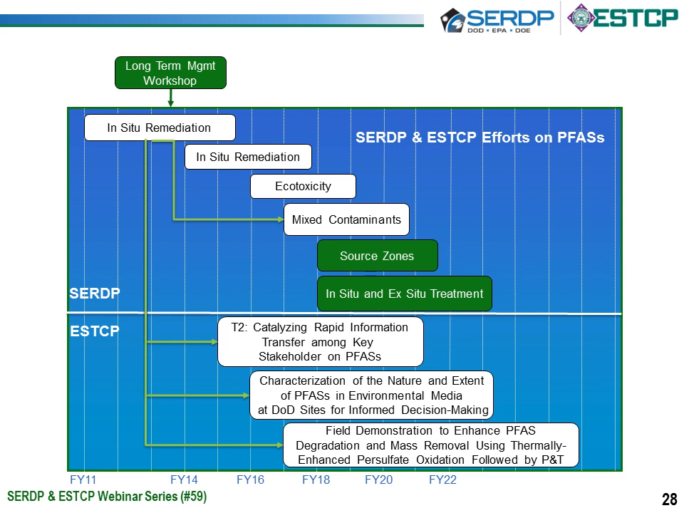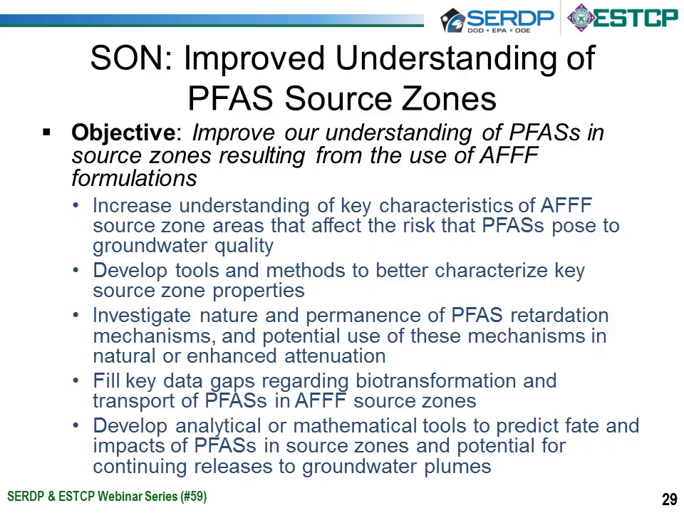For 2018, we released 2 statements of need, and these projects have not been selected yet, so I want to just talk a little bit about what we were looking for there. In slide 29, we have the summary of the statement of need we released on improved understanding of PFAS source zones. And what we really wanted to do is go back a bit and develop a better understanding of the key characteristics of the AFFF source zone areas.